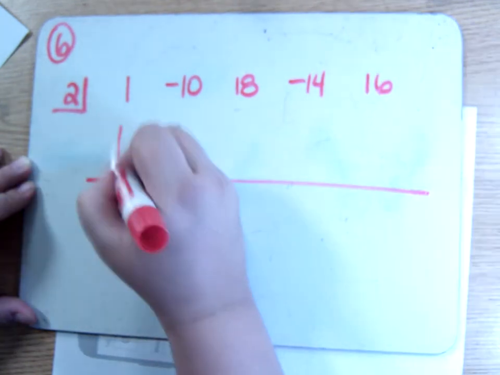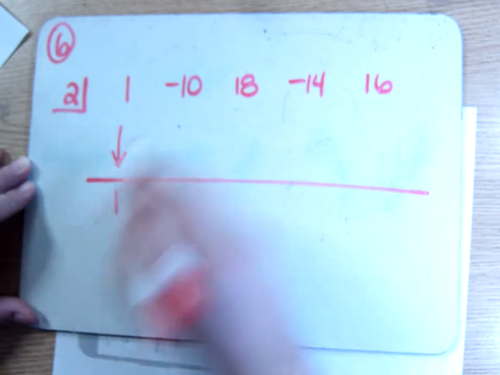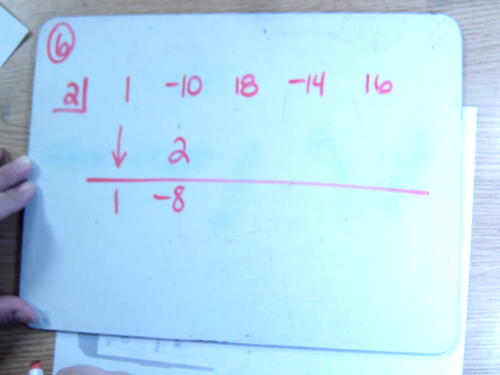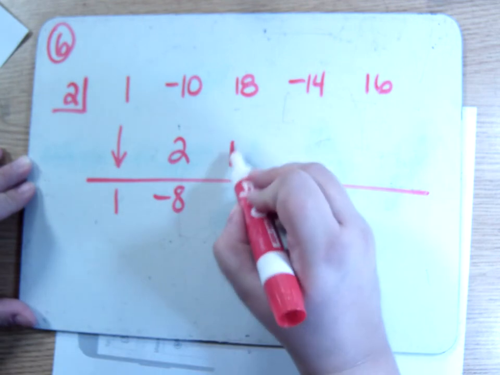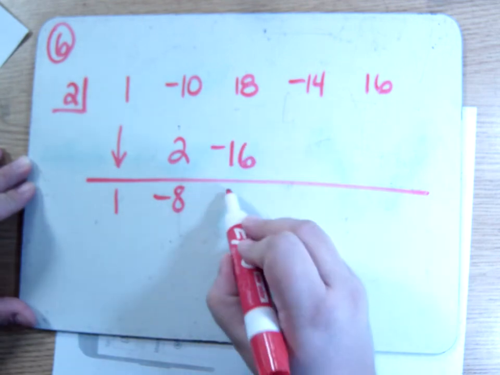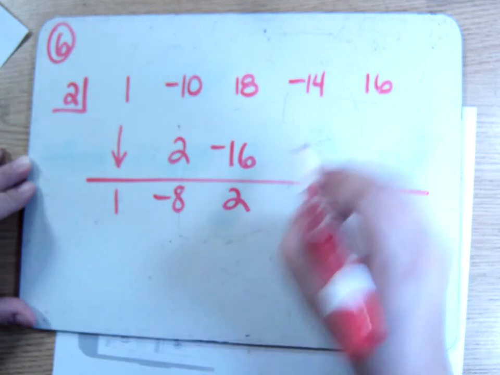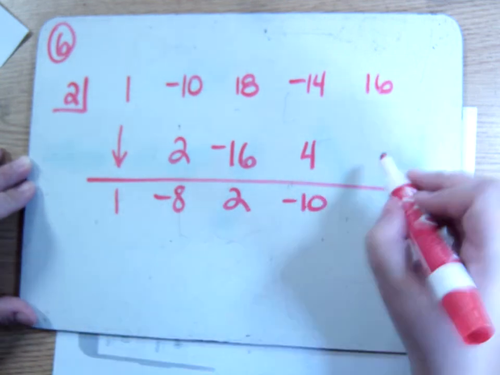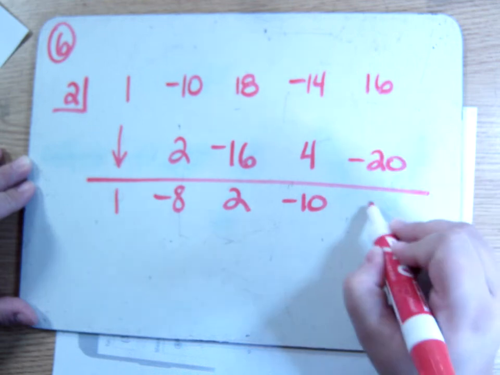Bring this down. 2 times 1 is 2. Add and I get negative 8. 2 times negative 8 is negative 16, sorry. Add and I get 2. 2 times 2 is 4. Add and I get negative 10. And 2 times negative 10 is negative 20. Add and I get negative 4.